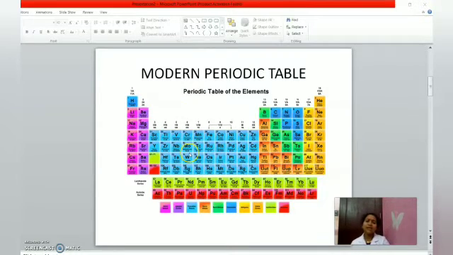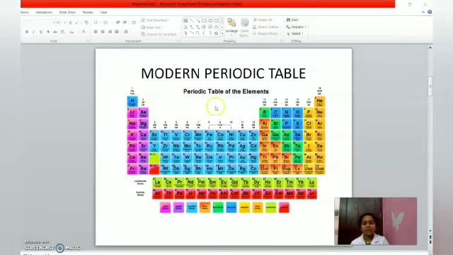And here you can see a separate group, isn't it? One of the demerits of Mendeleev's periodic table is he couldn't give a proper place for lanthanides and actinides. So what are lanthanides and actinides? I hope all of you know. Lanthanides are the elements that come after the element lanthanum, and actinides are the elements that come after the element actinium. Moseley could give a separate place for lanthanides and actinides.